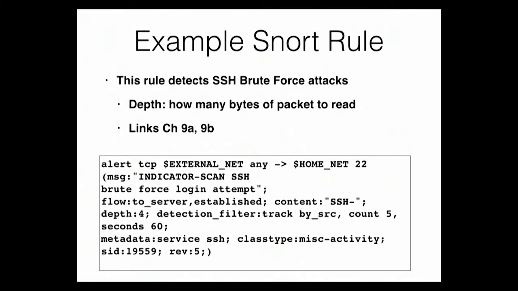So here's a Snort rule that detects SSH brute force attacks. Here's the message: brute force login attempt, and it does a count of 5 in 60 seconds. So if somebody tries to log in 5 times in 60 seconds from the same IP, it will trigger as an apparent SSH brute force attack. You will see these. It's very easy to find them.